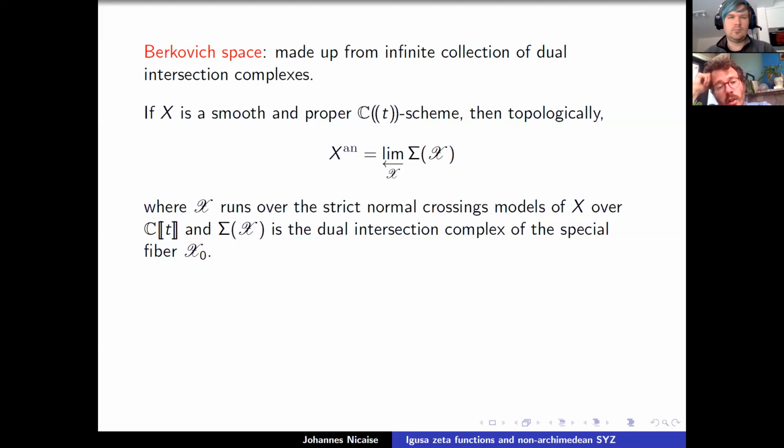By definition, the special fiber X0 obtained from our model by putting t equal to 0 is a strict normal crossings divisor. So we can define a dual intersection complex as before. Then if one model dominates another, we also get a map between the associated dual intersection complexes. And by passing to the projective limit, what we get is precisely the topological space underlying the Berkovich analytification. So from this point of view, dual intersection complexes appear naturally if you study the geometry of Berkovich spaces.